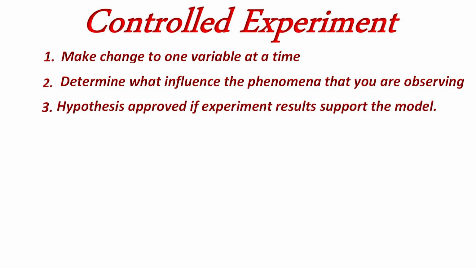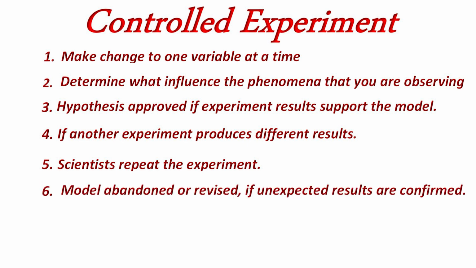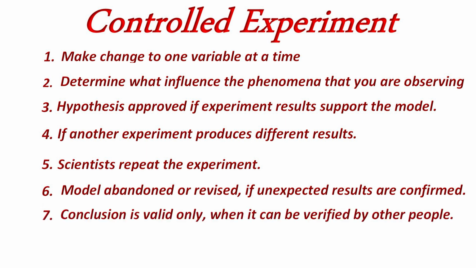After scientists get the results of experiments which may support their model, another experiment may produce results that don't support their model. If this happens, scientists repeat the experiment until they are sure that the results do not contain errors. If the unexpected results are confirmed, then the model must be abandoned or revised. A conclusion is valid only if it can be verified by other people.